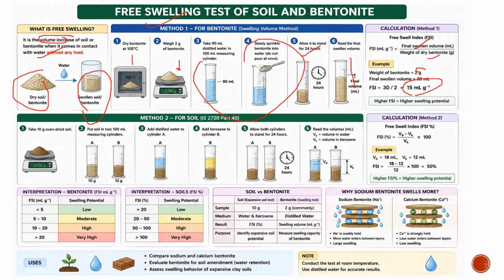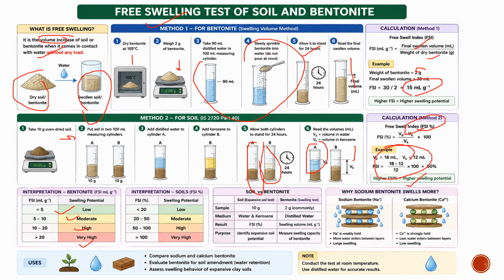So this is the index. If it is less than 5, it is low; 5 to 10 moderate; 10 to 20 high; greater than 20 very high. For soil, when you compare with kerosene, you get the free swell index in percentage. That means how much the volume has increased because of the bentonite. You are comparing water and kerosene. Kerosene is non-polar, so it does not expand or hydrate, whereas in water, when you apply bentonite, it expands. How much it has expanded because of bentonite is what you measure in this test. Higher FSI percentage means higher swelling potential.